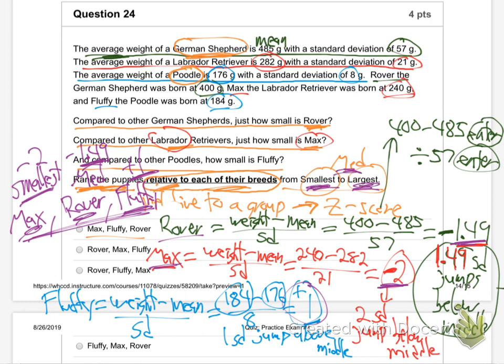Z-score is how they compare to their groups. Max is super small for Labrador Retrievers. Rover is pretty small, -1.49, below the average for German Shepherds. And Fluffy is big for Poodles. That's how they stack up compared to their groups. So there's the whole practice exam. The real exam will be very similar.